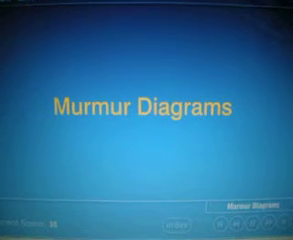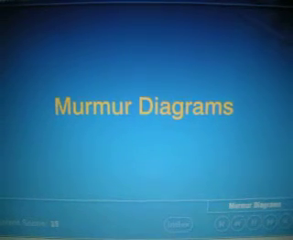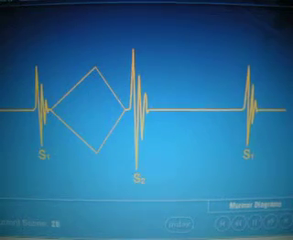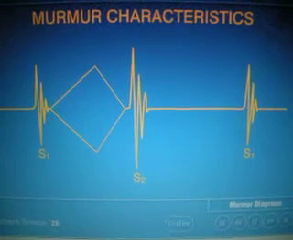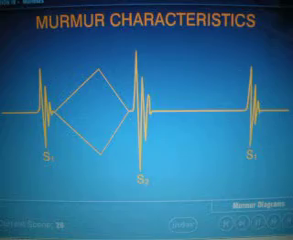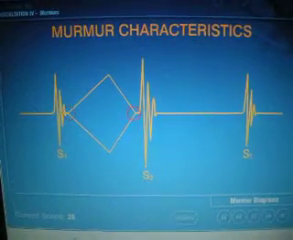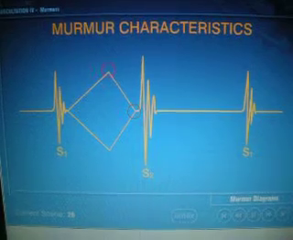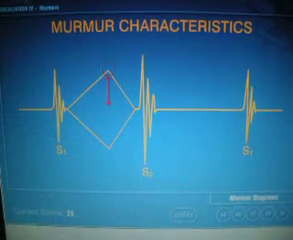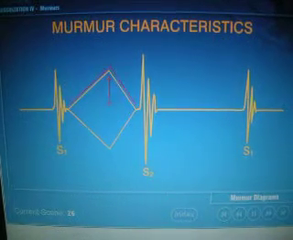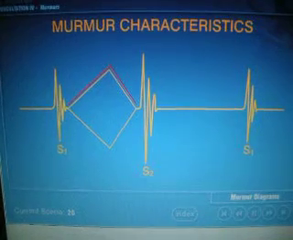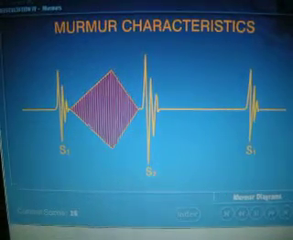Before we study these murmurs, we should know how to document them. There are 6 major characteristics of a murmur that are useful and should be included in sound diagrams. When does it start? When does it stop? When is it loudest? How loud is it? What is its profile? What is its predominant pitch?